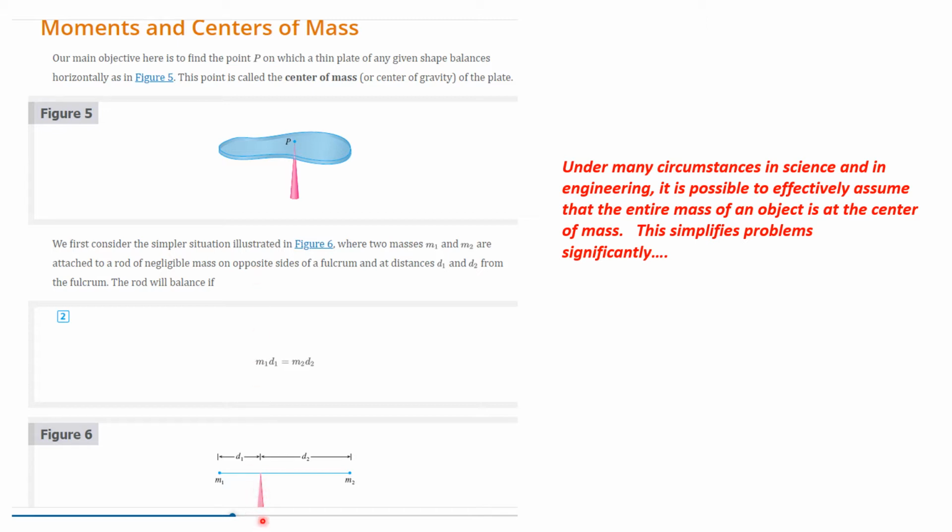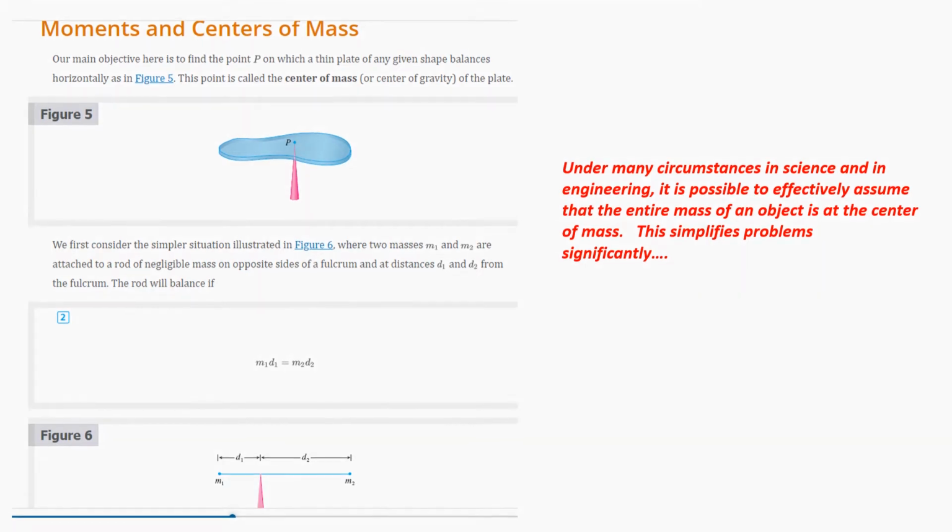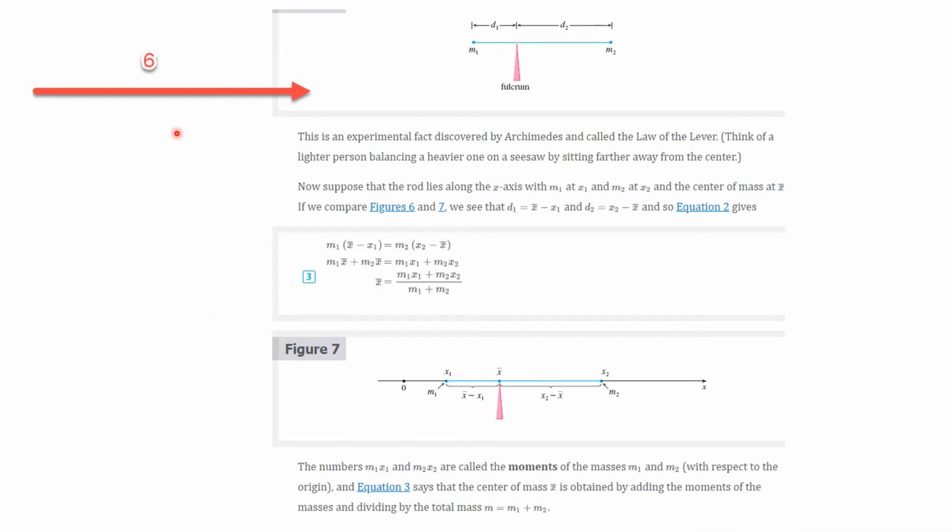Here's your pencil, or we could think of that as a fulcrum on a seesaw. What we're trying to do is balance the seesaw. We have mass 1 here and mass 2 here, with distances d1 and d2 respectively. This is a counterclockwise torque, and this is a clockwise torque. We want to balance the two torques, and that happens when m1 times d1 is equal to m2 times d2. That's something Archimedes came up with, called the law of the levers.